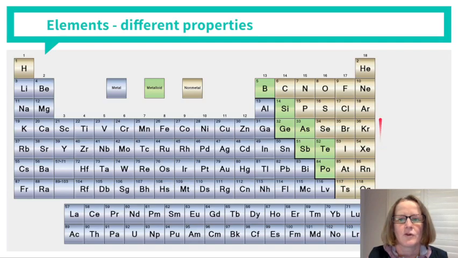Here are all the non-metals. They're found on the right-hand side, and all the metals are found on the left-hand side of the periodic table. In the junction between the two, you find these elements which have features of both metal and non-metal and are called metalloid.